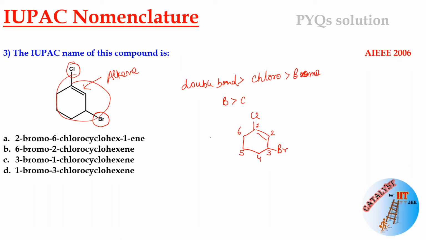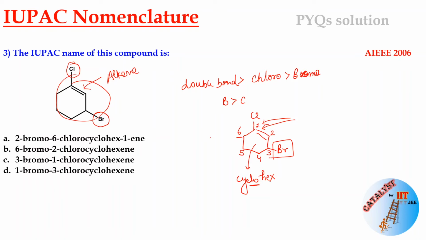Okay, now on first position your chlorine functional group is present, as well as on your first position your double bond is also present, right? On your third position your bromine functional group is present. And this is your cyclic structure, so you have to add cyclo while naming your IUPAC name. Okay, and the number of carbons in your parent chain is 6, it means hex.